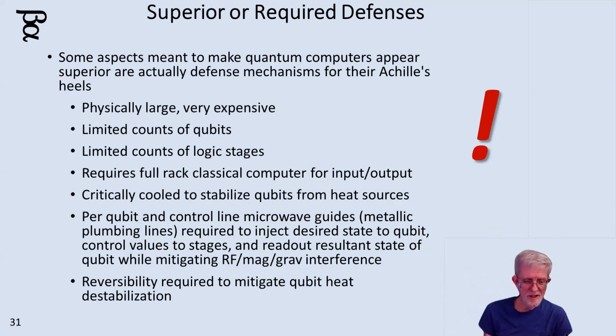That's essentially something that will always be a bottleneck financially and physically to a quantum computer. And then quantum computers, in order to be stable, have to have this concept of reversibility to deal with the information loss heat. And classical computers don't have to deal with that, at least not yet.